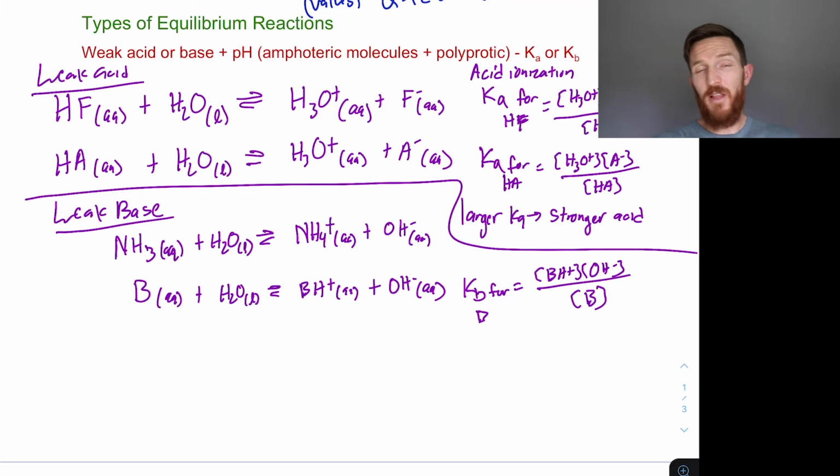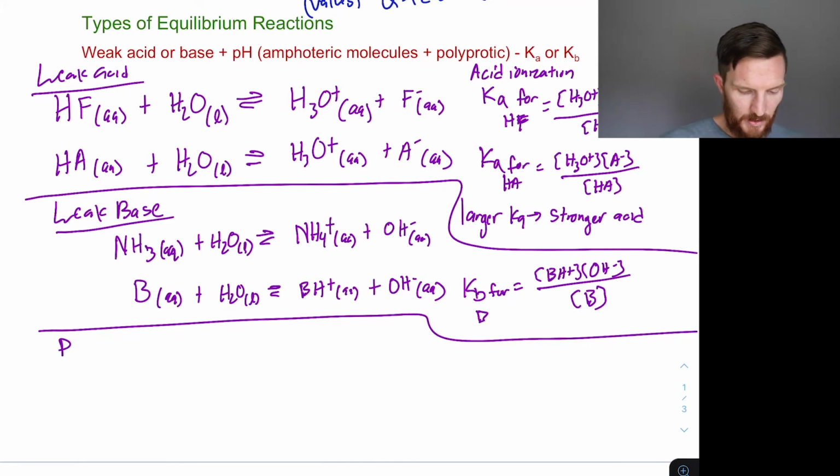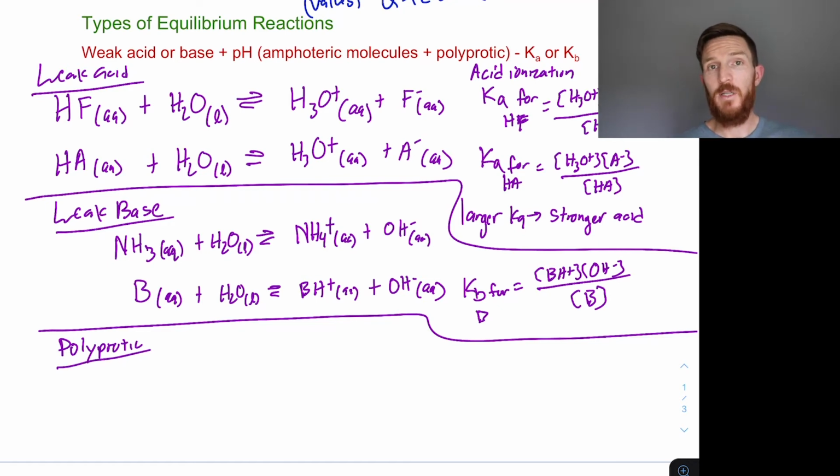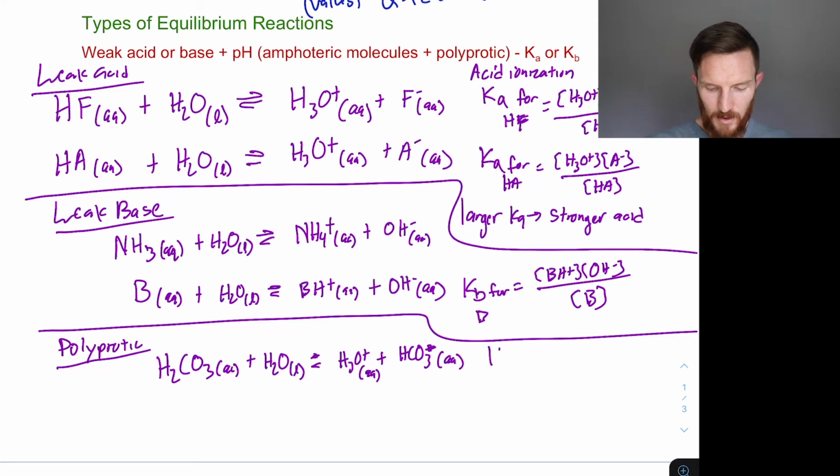We also could possibly have polyprotic acids, which have multiple acidic protons that they can donate. Maybe something like carbonic acid. So we have H2CO3 that can donate its first proton to give us H3O+ and the bicarbonate ion. We call that Ka1. That's the first proton it donates.